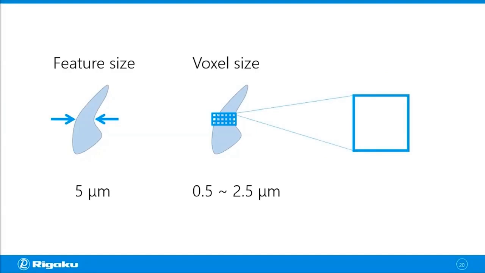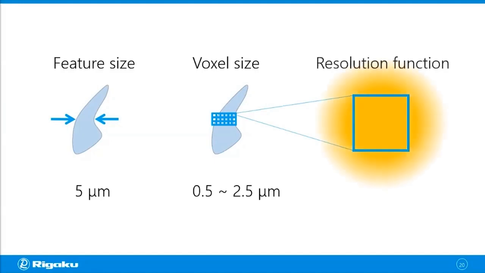But if the resolution function that's coming from all the hardware pieces on the X-ray CT scanner is a lot larger than the voxel size, then this resolution function is going to blur the image. And no matter how small of a voxel size you choose, you cannot resolve this feature. Everything gets blurred. So it's also important to make sure that the resolution function size is comparable to the voxel size you're selecting.